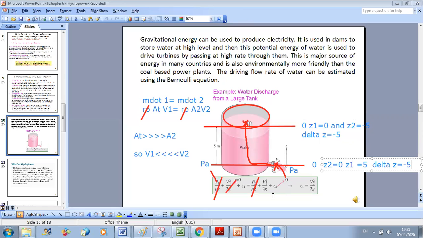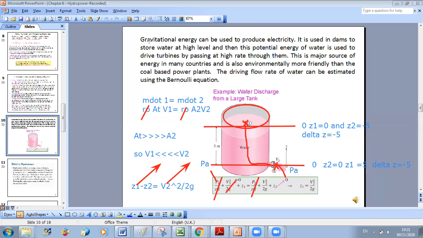Okay? So here, wherever the reference you take, you will end up with the following result: Z1 minus Z2 is equal to V2 square over 2g. And what does this equation mean? This simple application of Bernoulli will show me that the higher Z1 is, the higher my discharge velocity will be. This means that the potential energy here is transformed into kinetic energy.